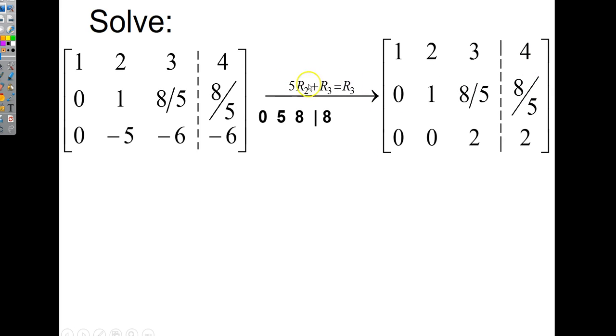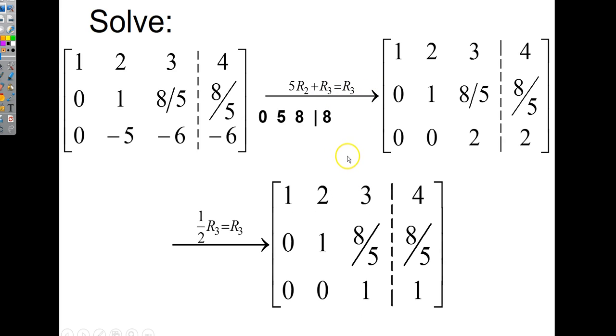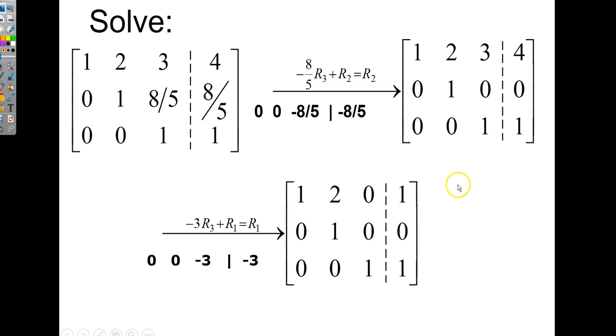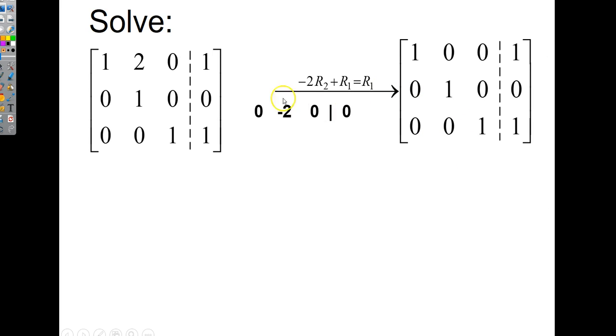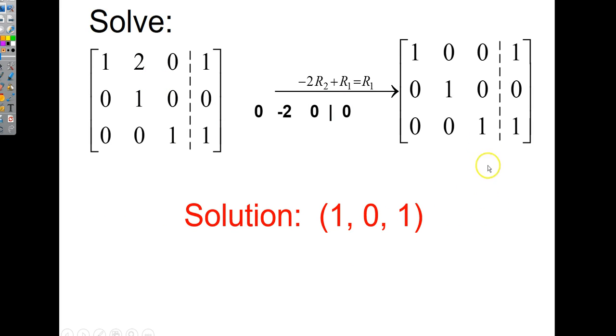Remember, 5 times row 2 plus row 3. Leave it in row 3. Now they did it a little bit different, getting the zeros, this 0 last. It doesn't really matter how you do it. But in this case, x would equal 1, y would equal 0, and z would equal 1.